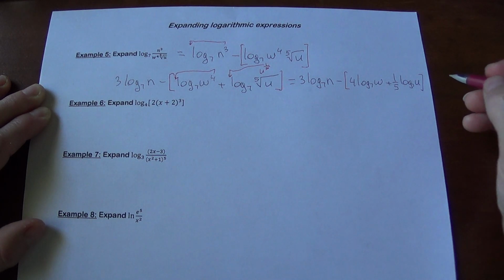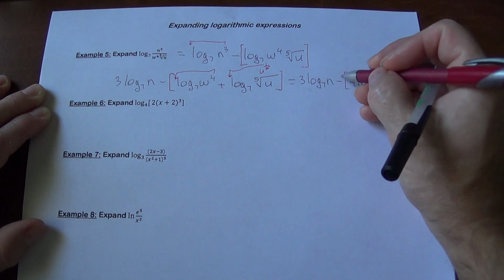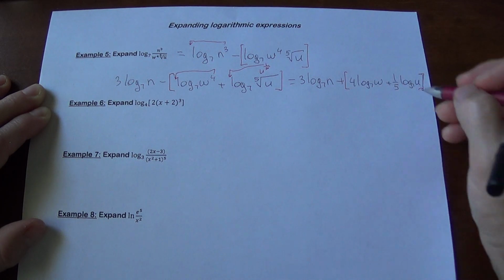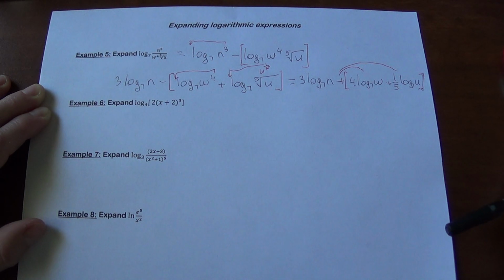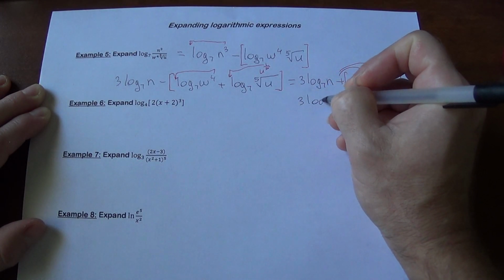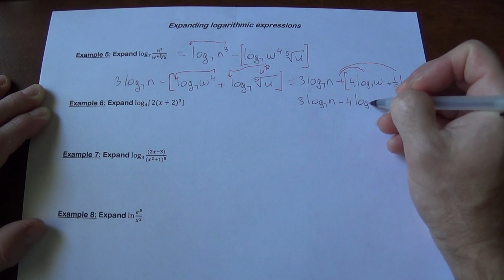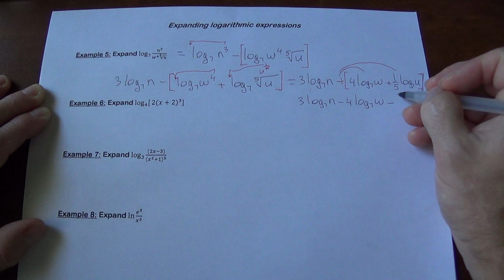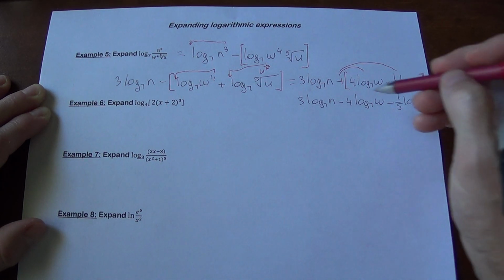Here's a very important thing you need to remember. This negative here has to be distributed. This is the same as having -1. So before you can just drop the brackets here, you need to distribute -1. And the final answer here will be 3 log base 7 n minus 4 times log base 7 w minus 1/5 log base 7 u.